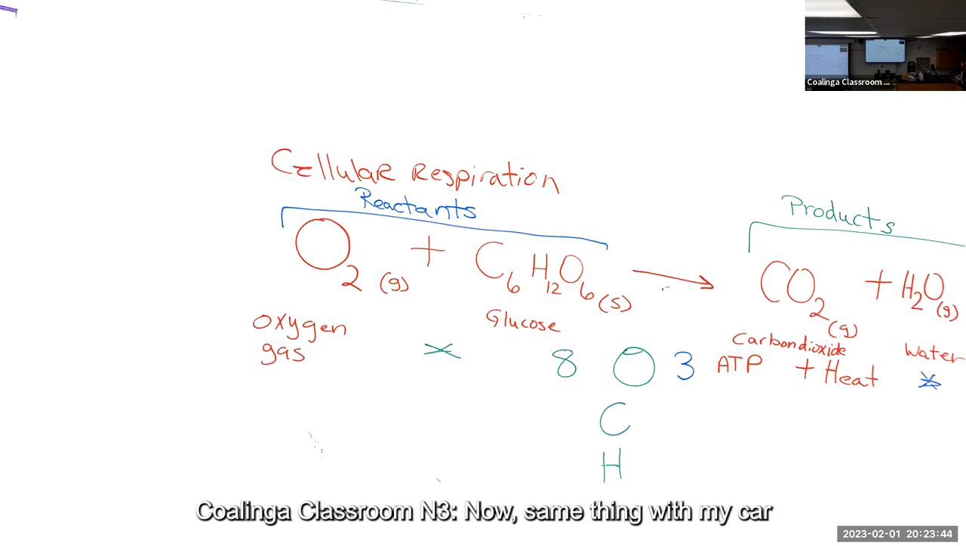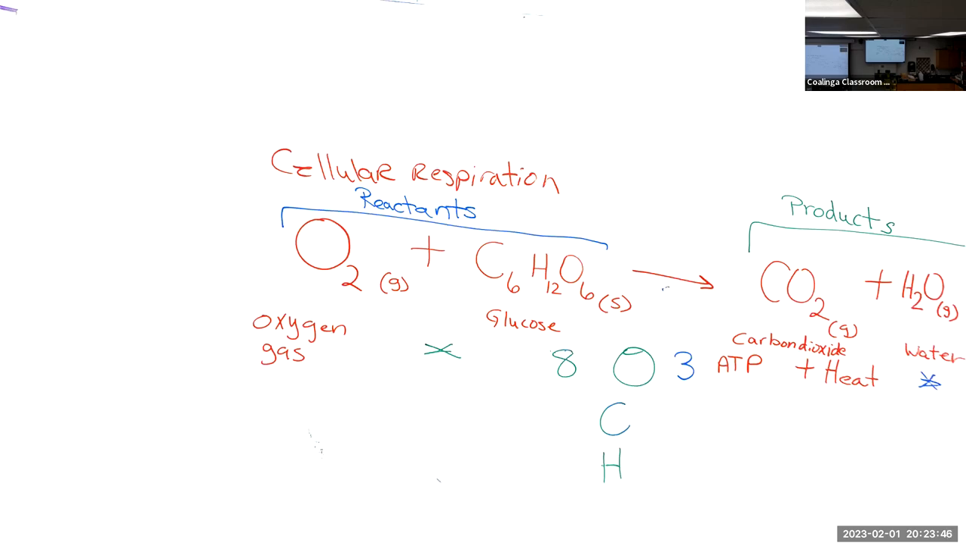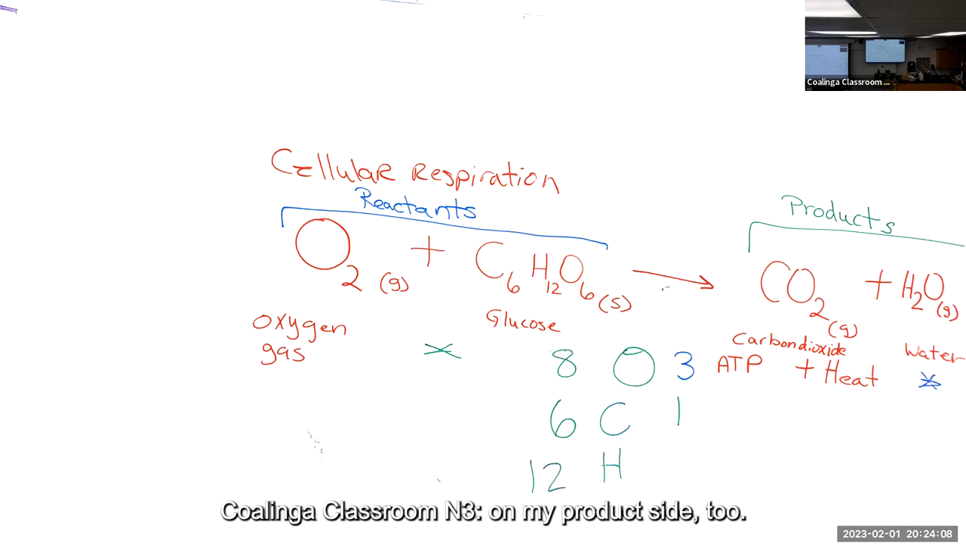Now, same thing with my carbons. On my reactant side, six. On my product side, one. How about the hydrogens? On my reactant side, 12. On my product side, two.